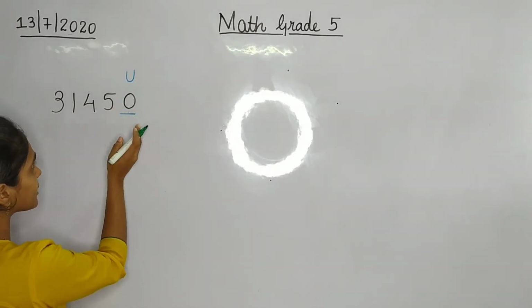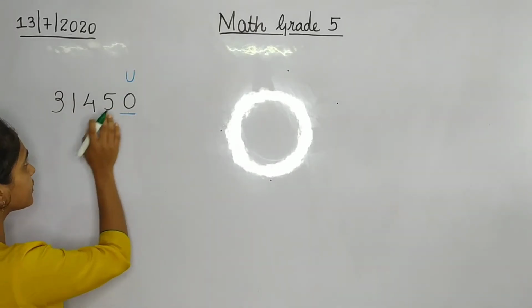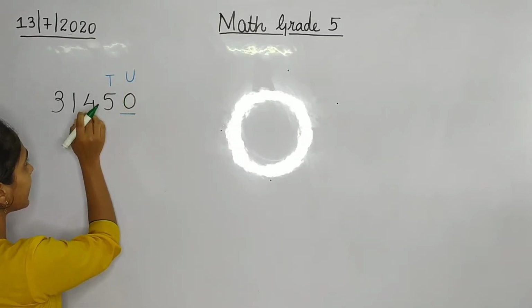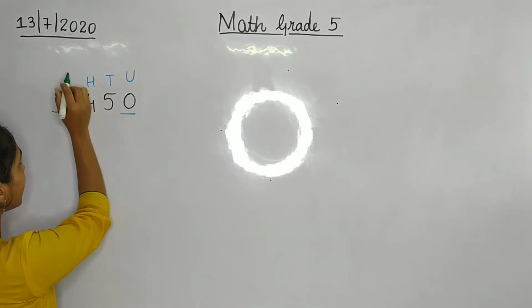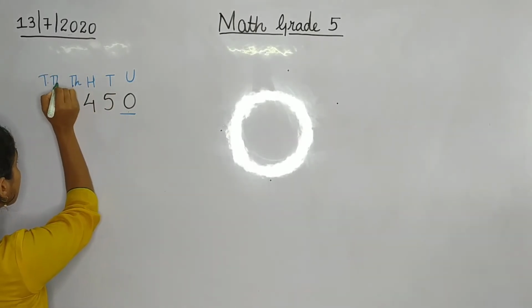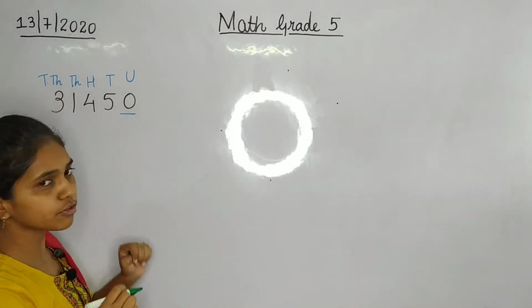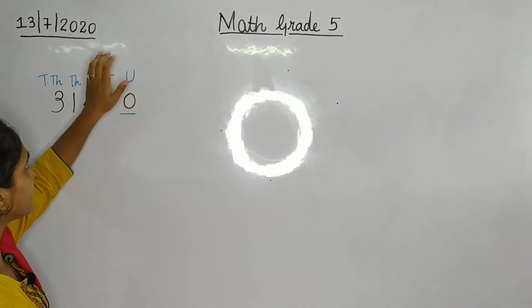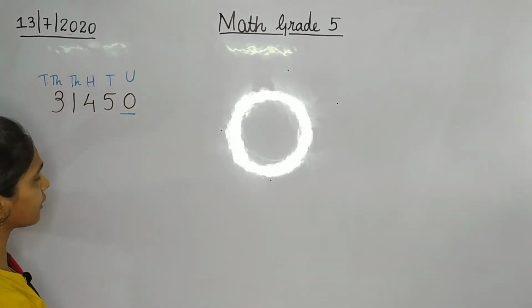The place value of 0 is units. Then as we go to the left, the place value changes: from units, the next one is tens, then hundreds, then thousands, and then 10,000s. So these are the place values of the digits in a given number: units, tens, hundreds, thousands, 10,000s.